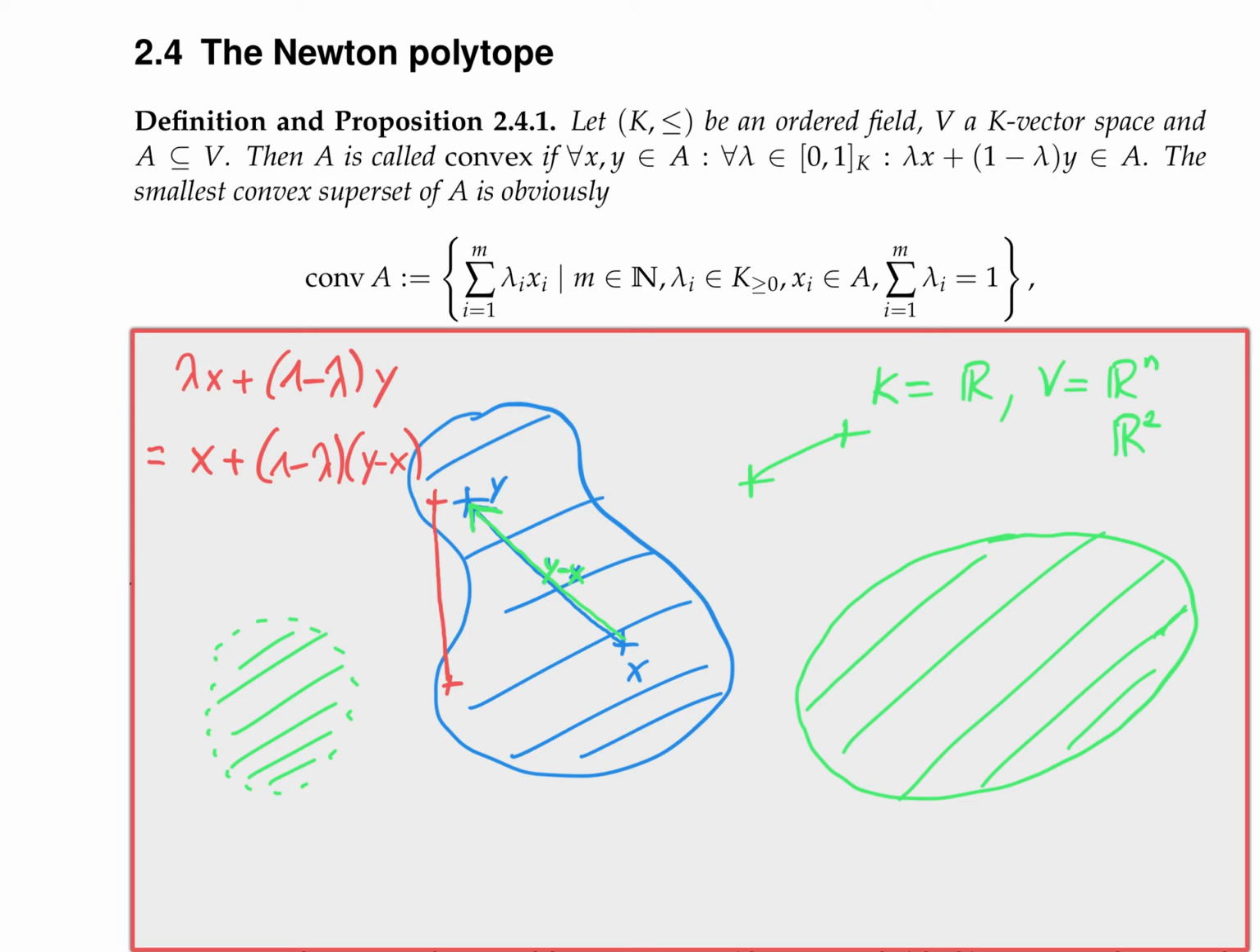So the smallest convex superset of A. So why is there a smallest convex superset of A? A smallest convex subset containing A.